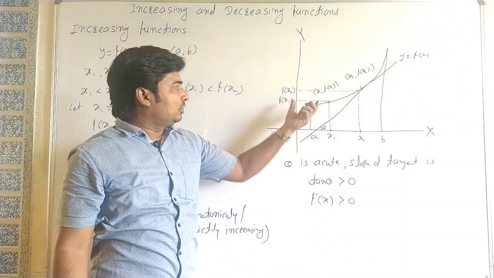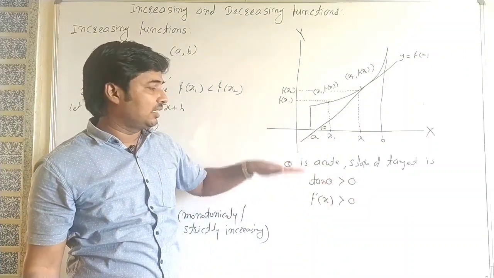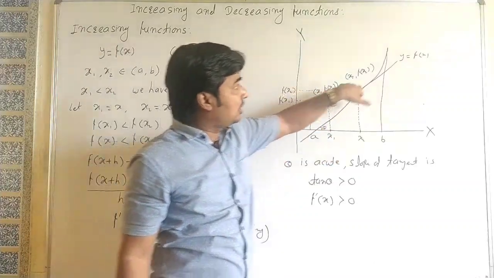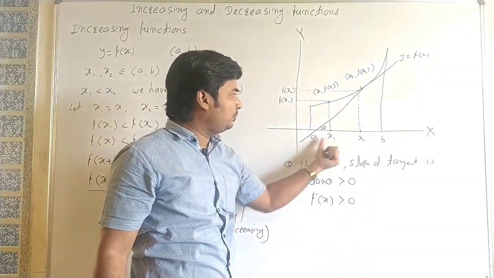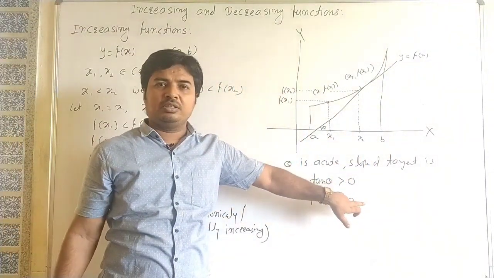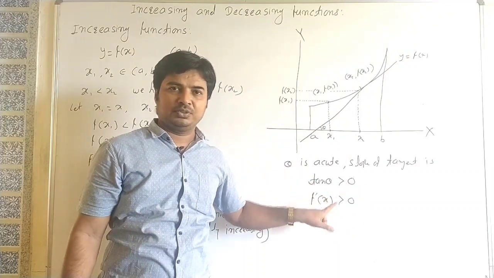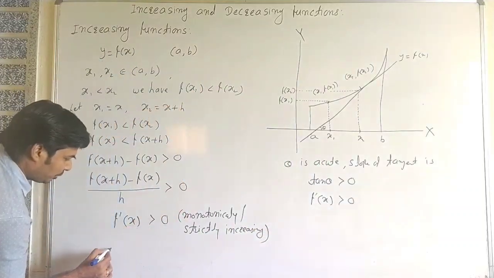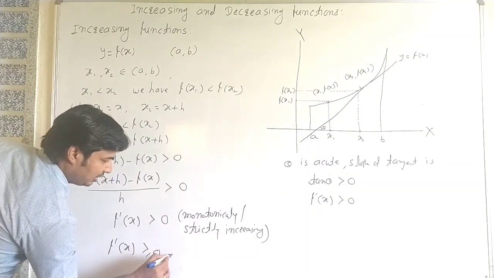Okay, and therefore the slope of the line is greater than 0, and that line is a tangent, and the slope of the tangent is the derivative of the curve, that is the derivative of f of x at any point x, where x belongs to a comma b. Therefore when the function is increasing, f dash of x is greater than 0. It is monotonically increasing. Okay, monotonically or strictly increasing, and when f dash of x is greater than or equal to 0, it is increasing, only increasing.